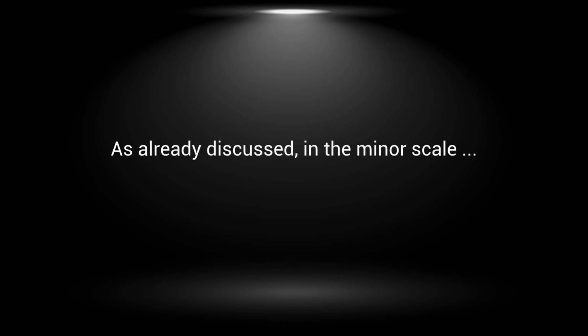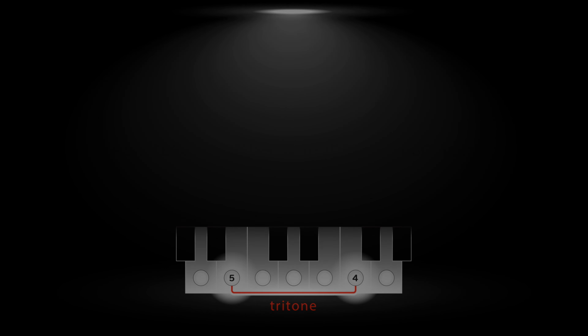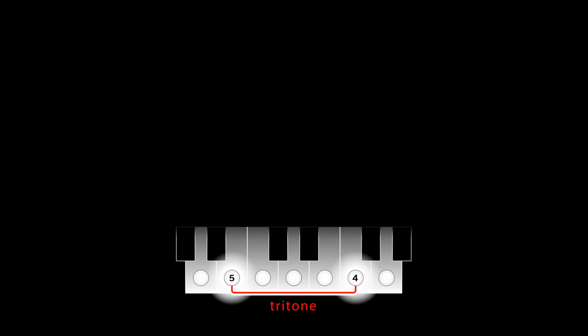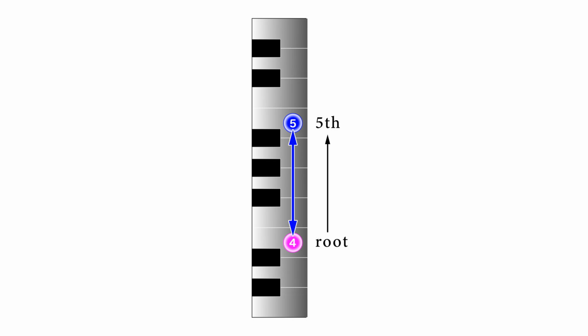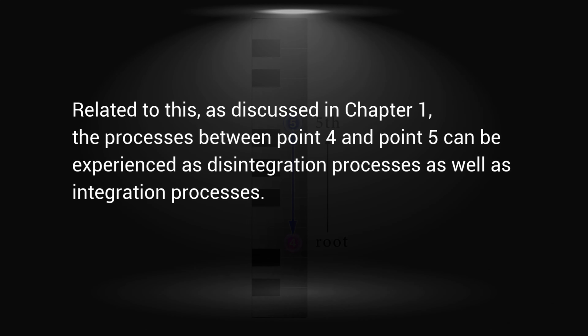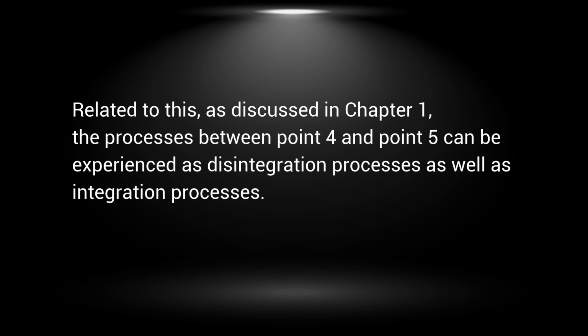The point diamond. As already discussed, in the minor scale, the interval between point 4 and point 5 represents the tritone, but in the major scale, the interval between point 4 and point 5 represents the perfect fifth. Related to this, as discussed in Chapter 1, the processes between point 4 and point 5 can be experienced as disintegration processes as well as integration processes.